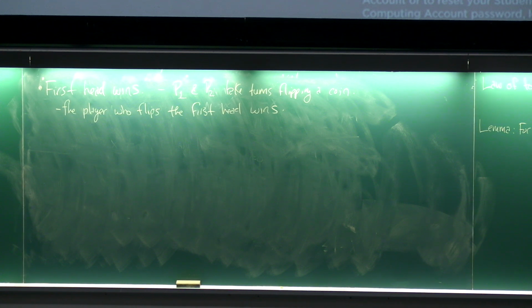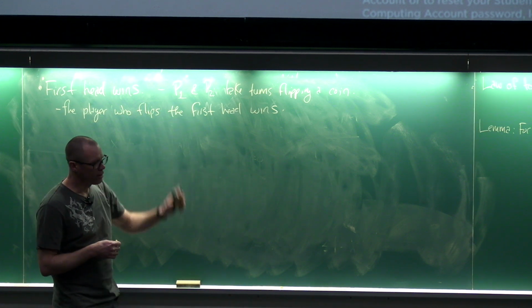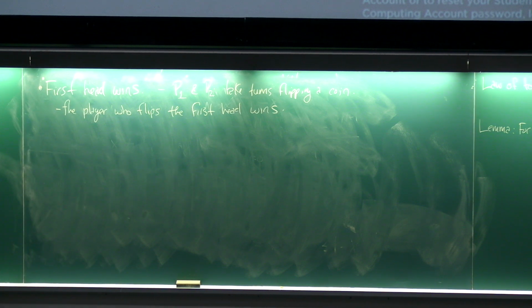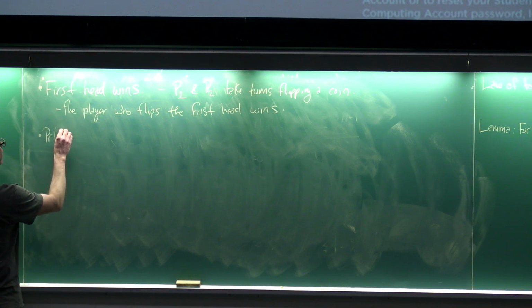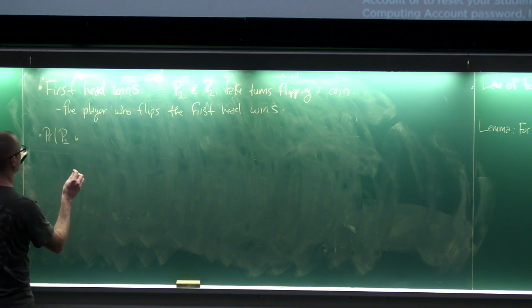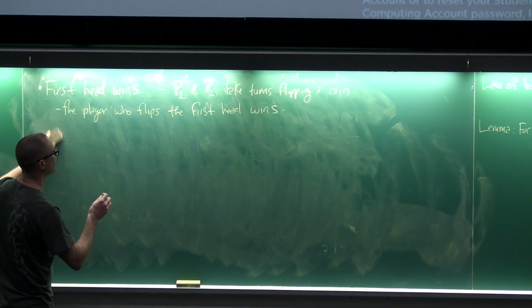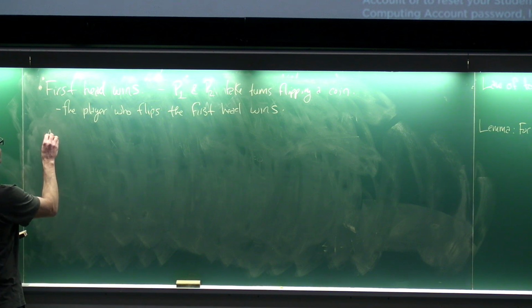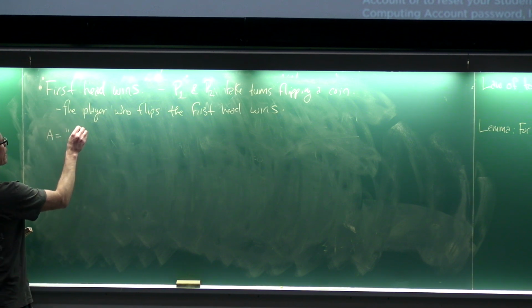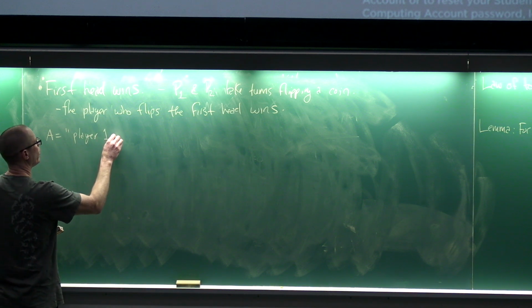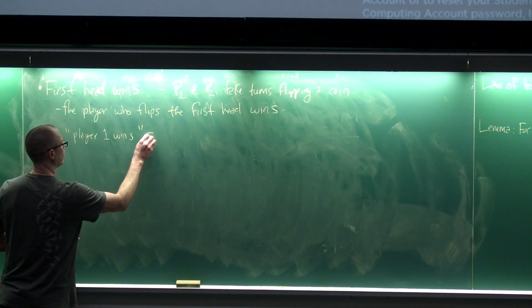So, that's good. We've concluded that player 1 is the lucky player in this game. But we'd like to know more than that. We would like to know what's the actual probability that player 1 wins. So let's look at the probability that player 1 wins. Or let's be really slow about this and define A to be the event: player 1 wins. Okay.